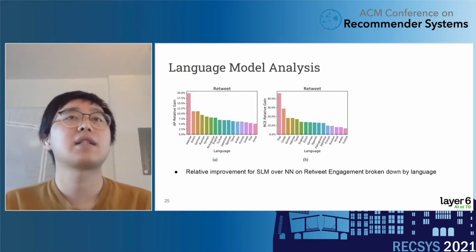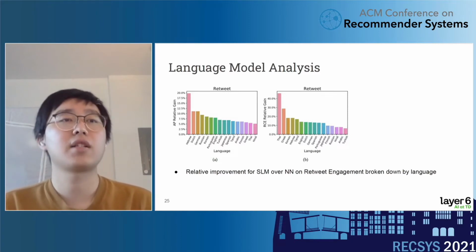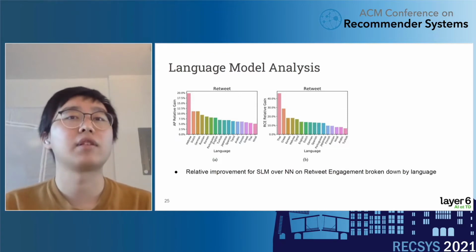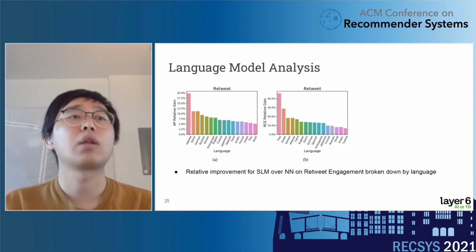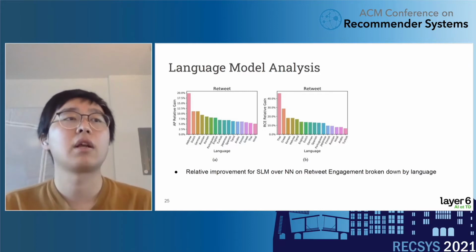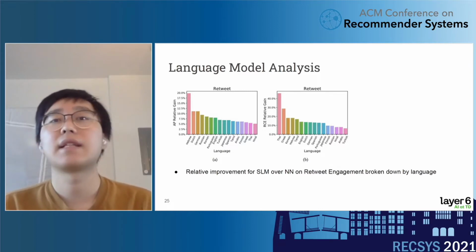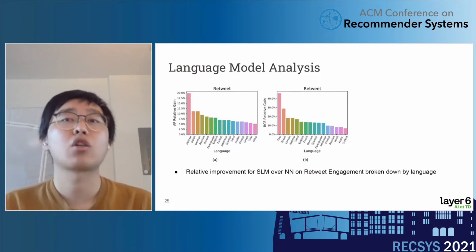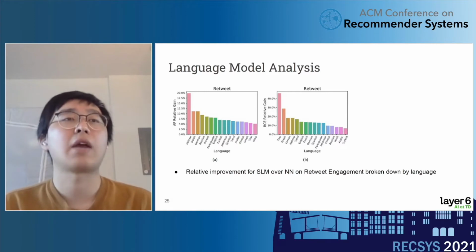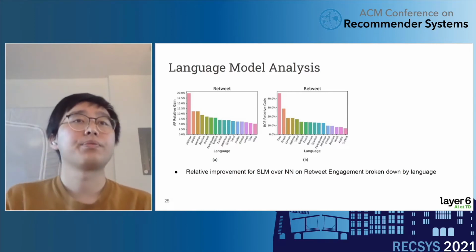We guess that's because rare languages don't have sufficient engagement data for the model to accurately capture the preferences of users that engage with the content. So accurately modeling tweet content can be particularly beneficial in these sparse situations for rare languages, since this language model is pre-trained on a large text corpus such as Wikipedia, and we fine-tuned it on tweets for each language. So we find that these rare languages can benefit even more.